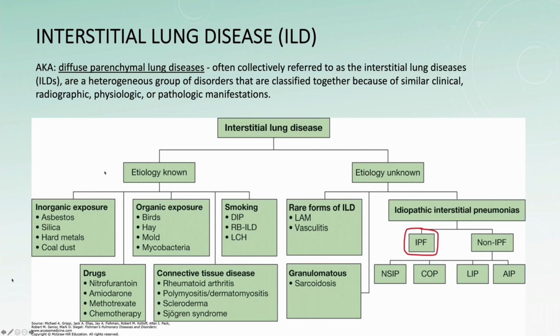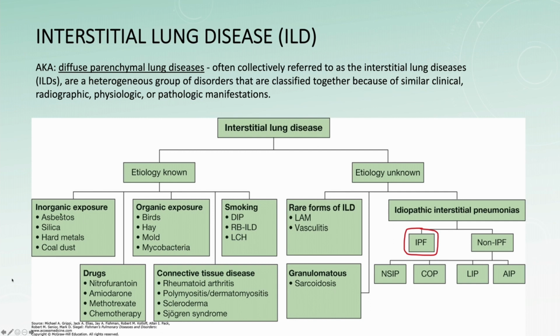And of all the interstitial lung diseases, this is the most common. And it's a diagnosis of exclusion. So you have to rule everything else out to be able to diagnose IPF. So what other things cause interstitial lung disease? Well, some of the things we're going to be talking about in our lecture are, one, inorganic exposures. These are usually work-related or occupational type exposures.